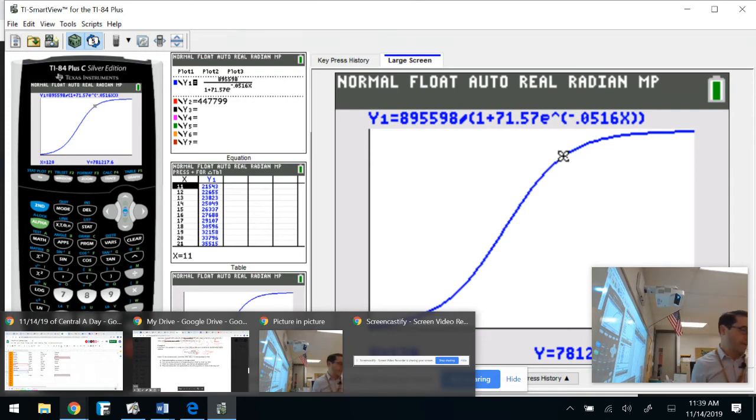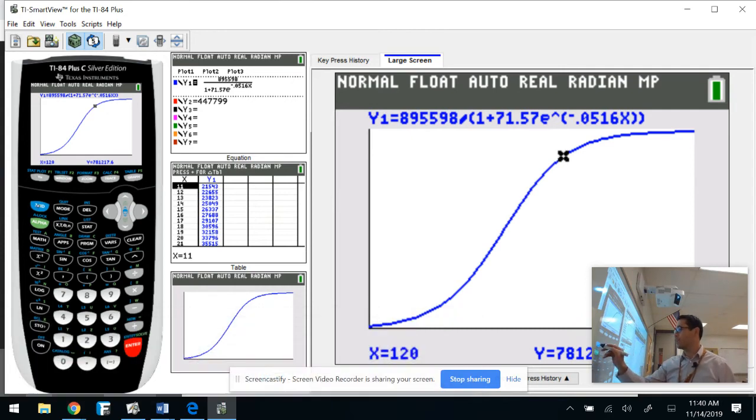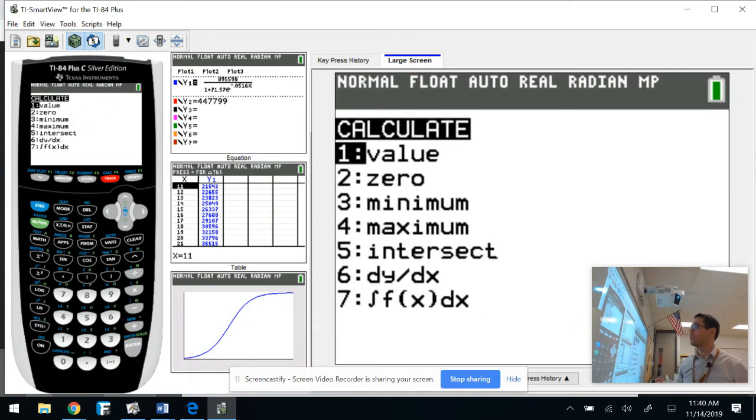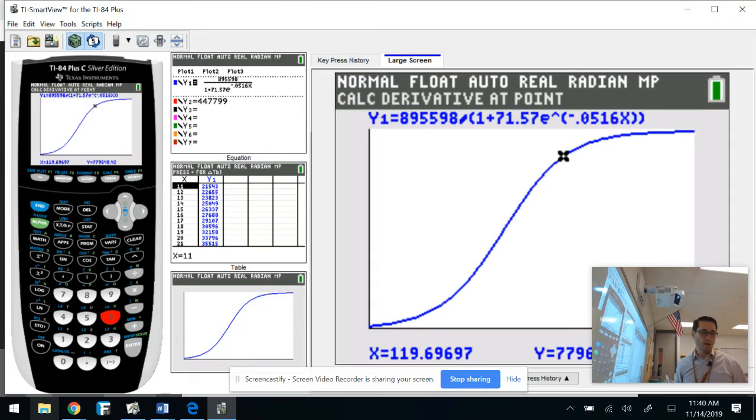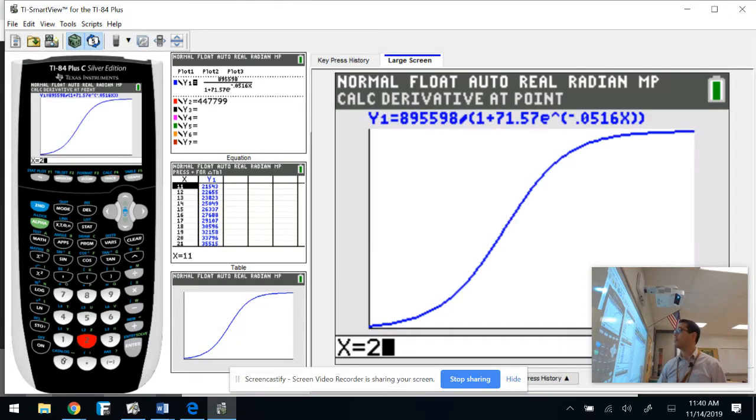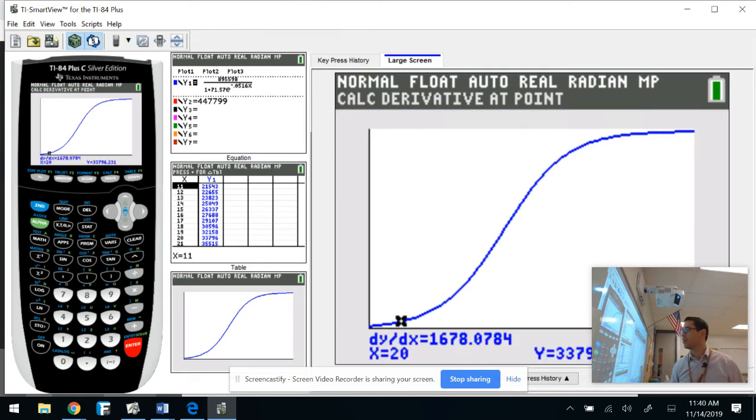I'm not going to do it. Okay, B, right? You guys have your notes out there, right? B says, how fast was the population of Alaska changing in 1920? Well, how fast is a derivative, right, class? So we don't have to change this to the dy/dt formula. I'm allowed to use my calculator. So I'm just going to second trace, do a little derivative, which is 6, and I want to do this at 1920, which would be at 20. And boom, it's 1,678 people per year. That's how fast it's growing. And remember, it's 1,678 people per year at the year 1920.